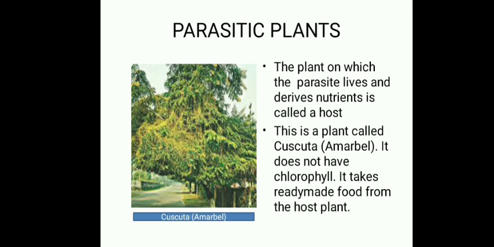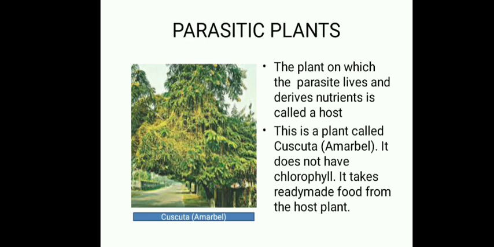If you see the diagram, you can see this is Cuscuta or Amarbel. You can see the yellow colored plant that has covered this whole tree, and slowly this tree will die because this Cuscuta will absorb all the nutrition from this plant. Cuscuta is yellow in color. It doesn't have chlorophyll because it does not prepare its food.